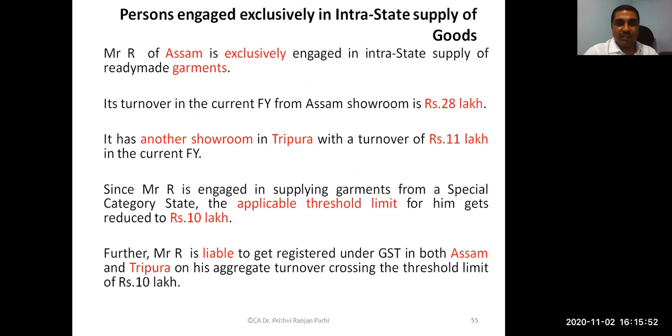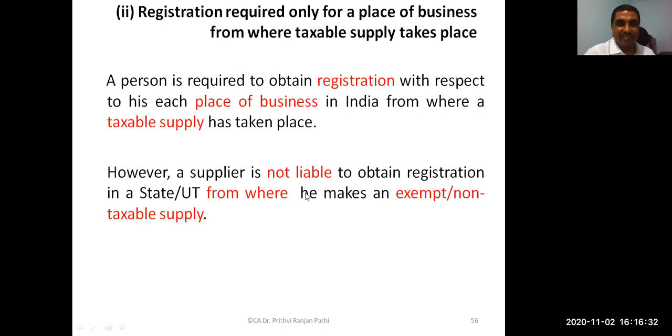In the previous example, what we have discussed, I told you, in Tripura it is exceeding the threshold limit. Once it is exceeding the threshold limit in a particular state, that person needs to get himself registered in all the states. In Tripura it is exceeding, in Assam it is not exceeding, but still he is required to get himself registered in Tripura as well as Assam. But I am saying, if he is making some non-taxable supplies from Assam, then he need not get himself registered in Assam. He has to get himself registered only in Tripura.